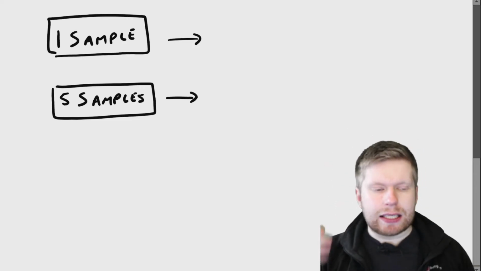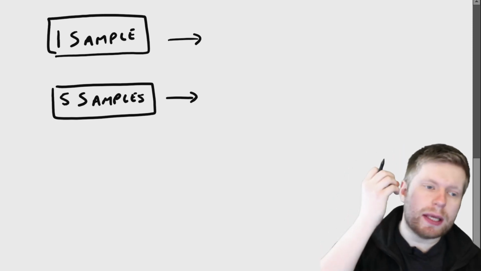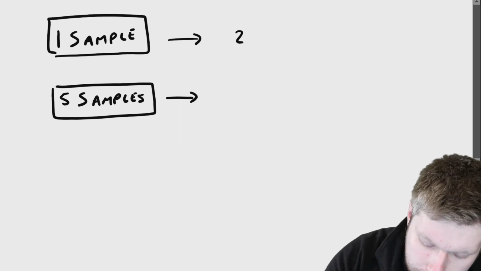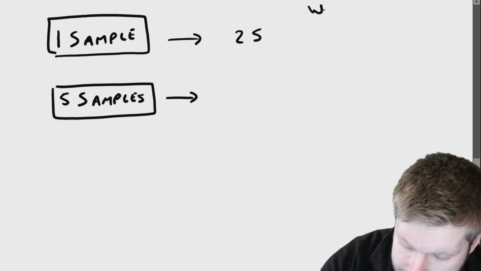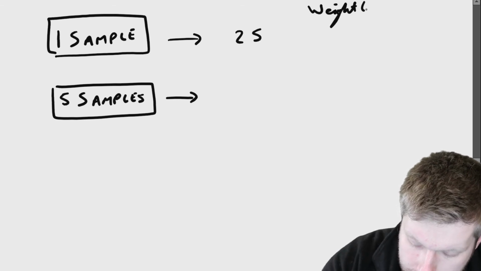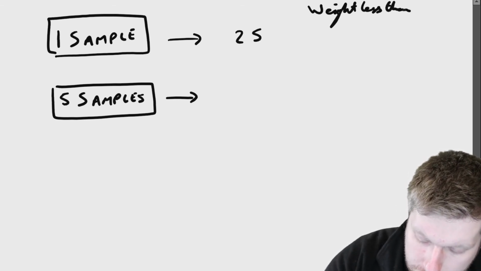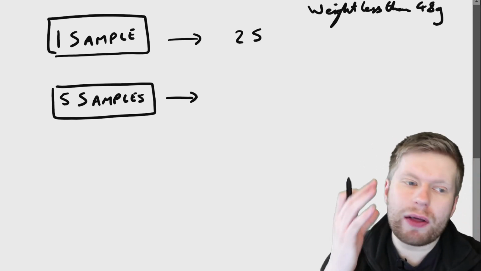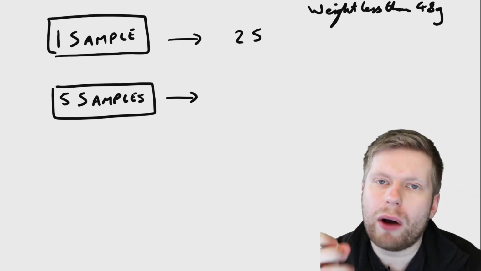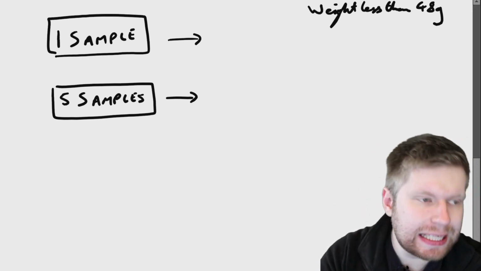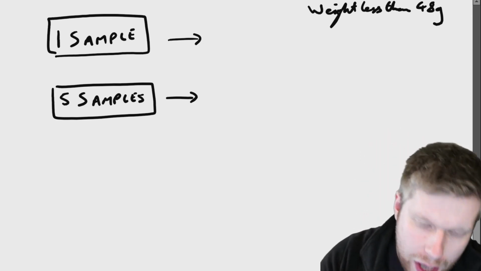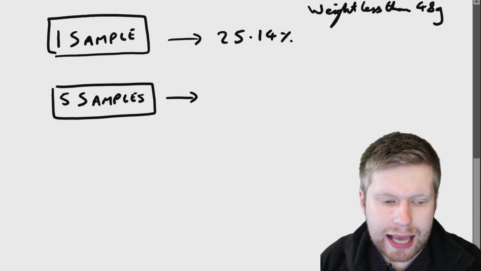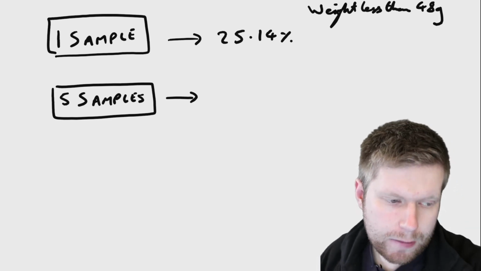When I was looking at one sample, the straightforward question we did right at the very beginning with my crunchy caramels, I was after the probability of obtaining a weight less than 48 grams in each case. I found that if I went into the shop and picked up one crunchy caramel, the probability that it weighed less than 48 grams was 25.14%.